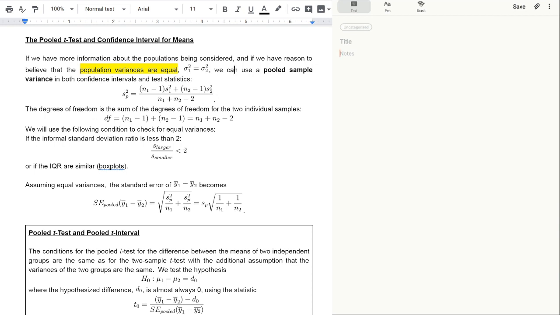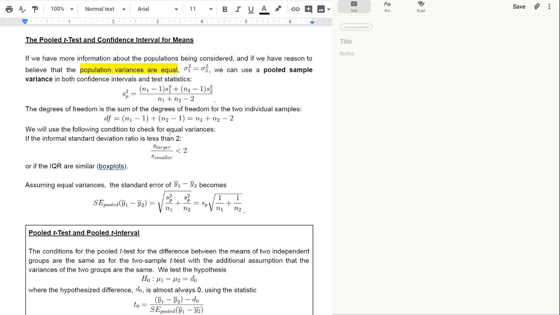Now, the degrees of freedom for the test is the sum of the degrees of freedom for the two individual samples. So the way that we find the degrees of freedom is by adding the two individual degrees of freedom. So we have n1 minus 1 plus n2 minus 1. And this will give us n1 plus n2 minus 2.